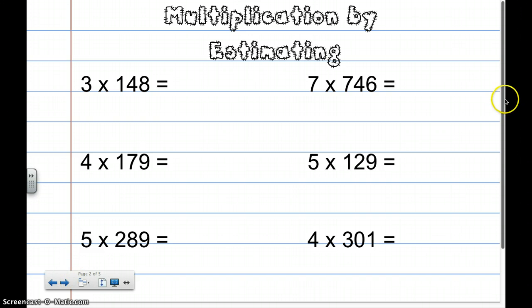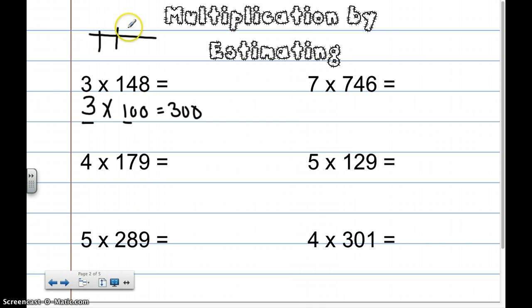Let's talk about multiplying by estimating. So if I'm going to estimate to the hundreds place, I'm going to say 3 times, and this is going to become 100. Well, I know that 3 times 1 equals 3. And then I can take these two zeros and put them on the end, because whenever you look at a place value chart, I have the ones, the tens, and the hundreds. I had the 3 in the ones place. If I moved the 3 over to the hundreds place, I would have to put 2 zeros behind it because there's no tens and no ones.